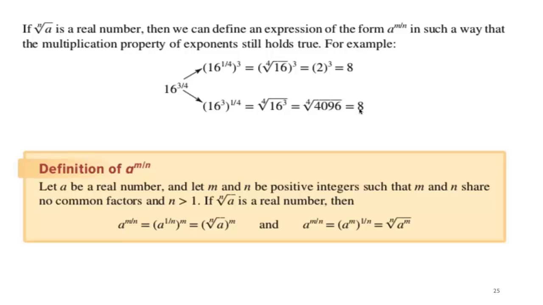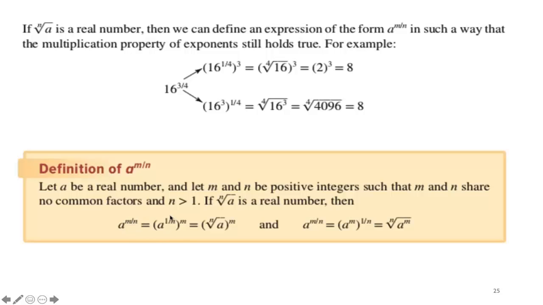So this allows us to give this definition. When you have a number a to a rational exponent m over n, assume that m and n are positive integers, that a is a real number, and that the fraction is already simplified to lowest terms. In other words, they share no common factors, and n has to be bigger than 1. Then there's two ways of doing it, as we saw in this example. The denominator is always the root. The numerator is always the power.